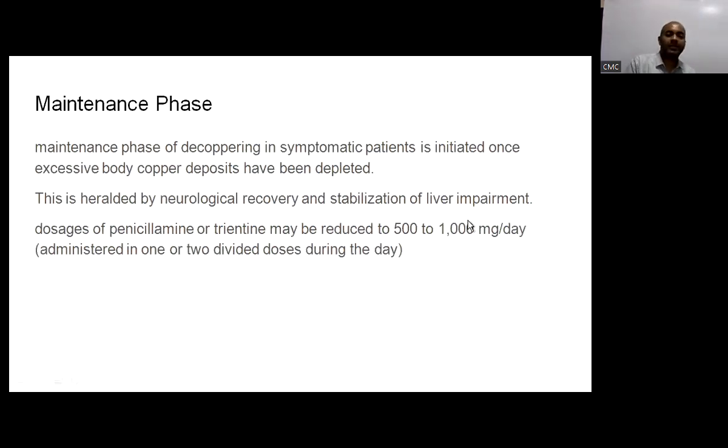The maintenance phase begins once the copper has been depleted. Once the copper goes out of the body, there will be neurological recovery and stabilization of liver impairment. So we can give either a low dose of penicillamine or zinc. Zinc 3 times a day, 50 mg zinc acetate. We can give 50 mg 3 times a day.